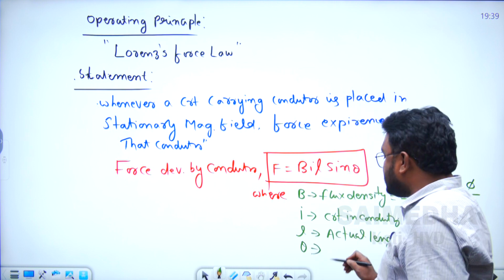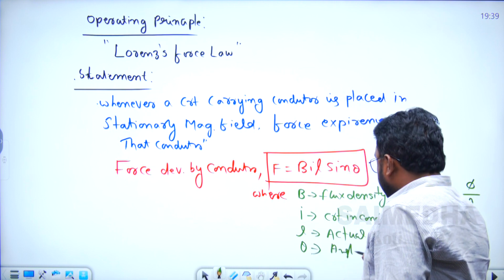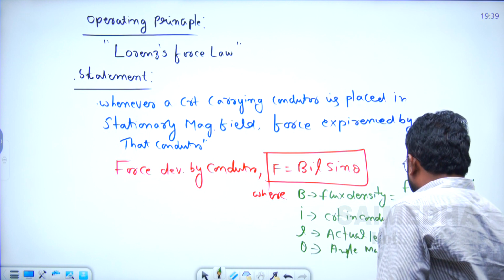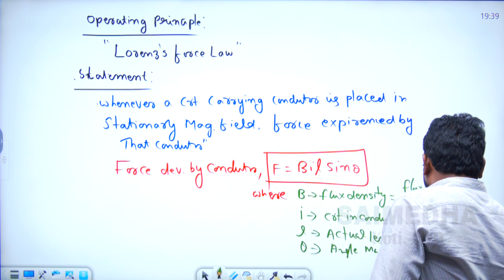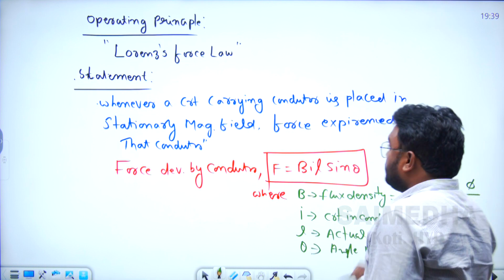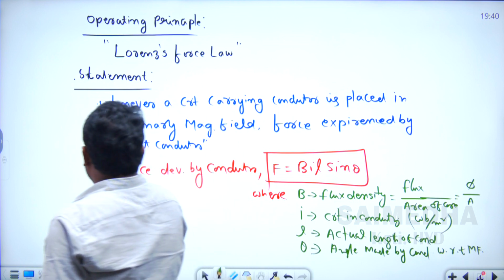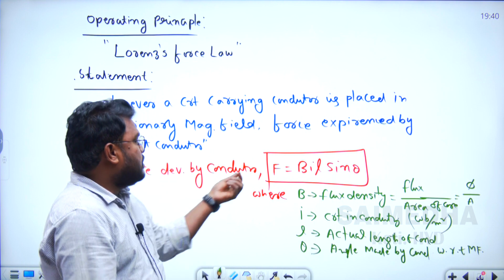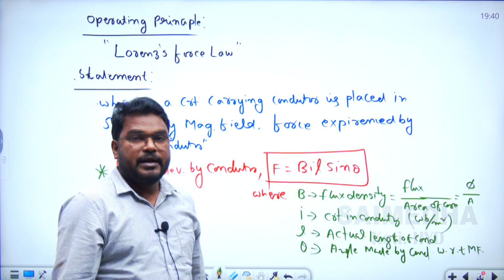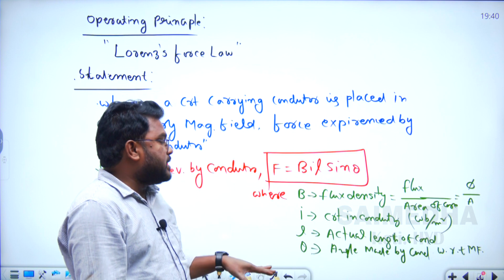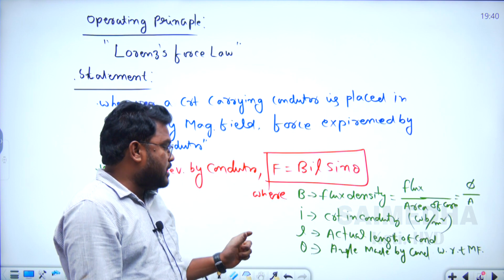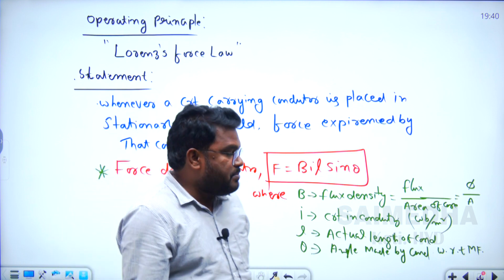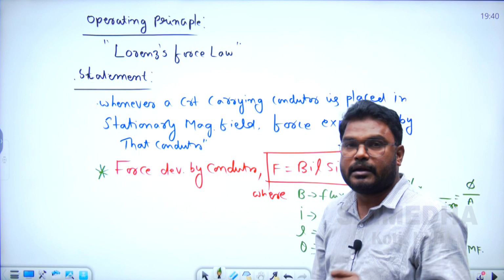So after rotation, theta is the angle made by the conductor with respect to the magnetic field. So what is the force developed in the current carrying conductor? This equation is also very important from the competitive exams point of view. F is equal to BIL sin theta. B is the flux density, I is the current in the conductor, L is the actual length of the conductor, and theta is the angle made by the conductor with respect to the magnetic field.